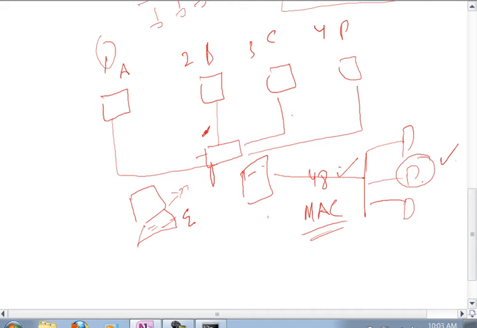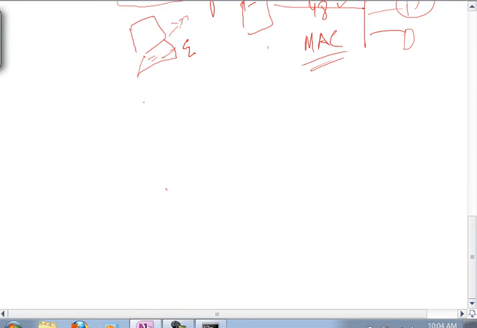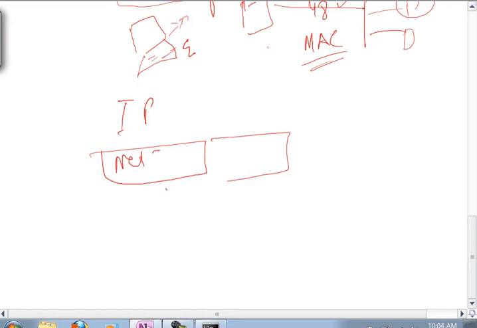So this IP address needs to have two things in it. One, the network address, and another, the host address. So in the Internet Protocol, I need to have two parts. One is the net ID, which tells me where exactly in the world the network is located, and the second is the host ID.